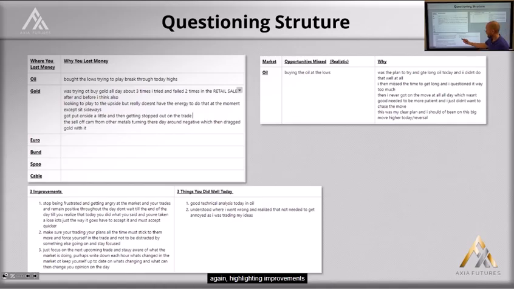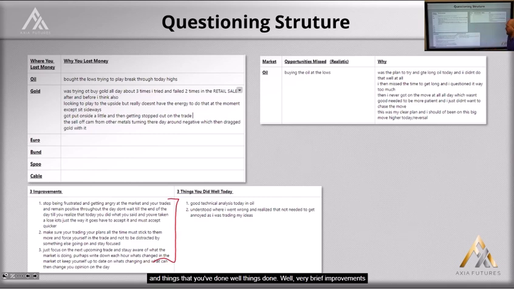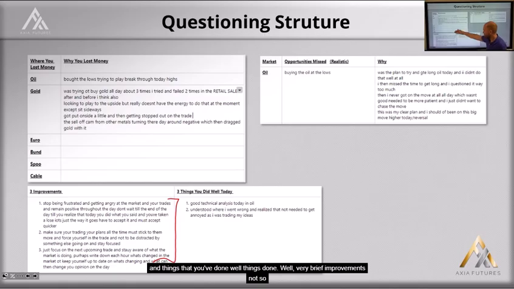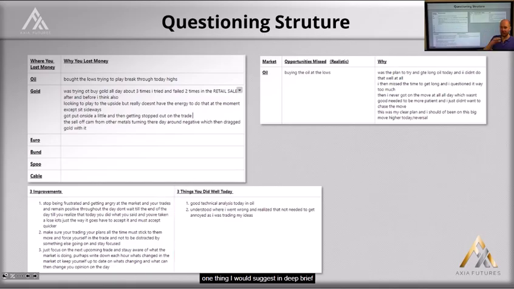Again, highlight improvements and things that you've done well. Things done well, very brief. Improvements, not so. One thing I would suggest in a debrief when you're writing these things down: clearly, I'm going to predict just very simply from looking at this that this was not a great day. Spend much more time looking at improvements rather than what's done well. On the bad days, look at what you've done well as well and focus on that. Try and draw out what you have done well.